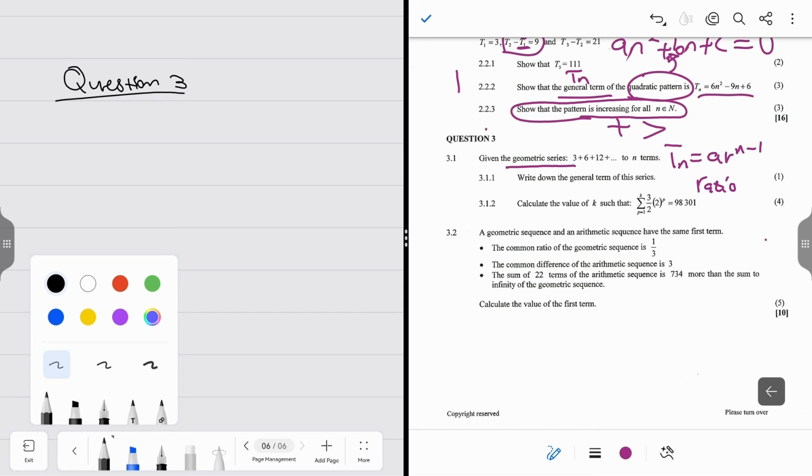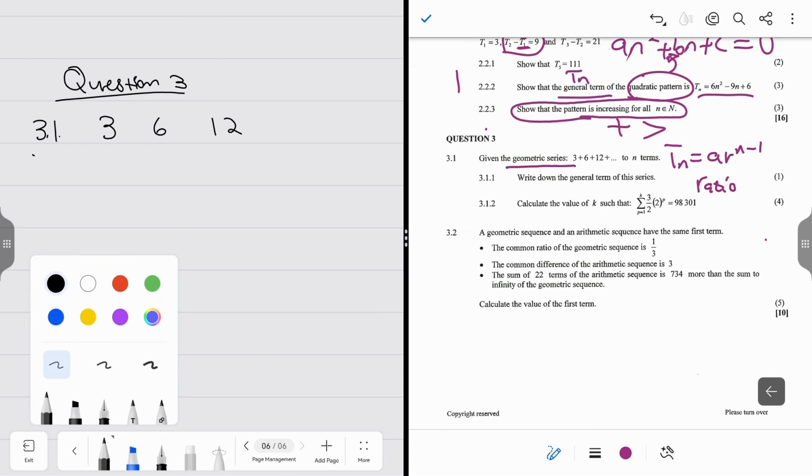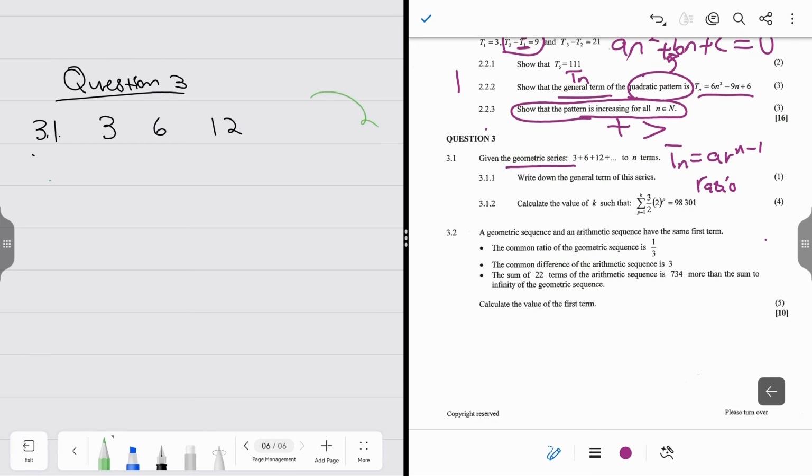Okay. Now let's check. Given the geometric series 3, 6, 12. Usually what I like to do is just to copy what they give me first before I get excited to say I know what I'm doing while I haven't checked. So I have 3, I have 6, I have 12. Since this is geometric and it depends on ratio, I need to know that my T2 divided by my T1 must be equal to my T3 divided by my T2. That is my slogan or way of doing things.